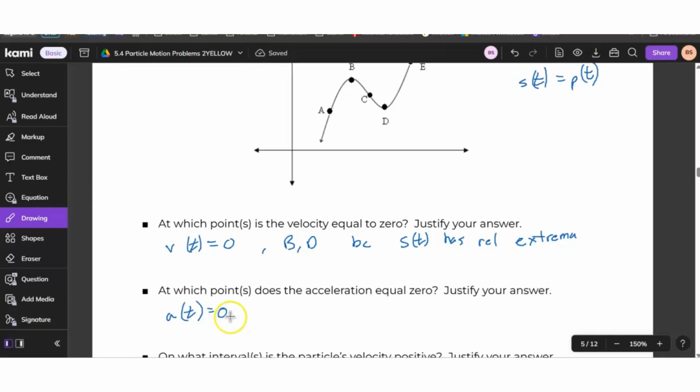We are all wrong so far, but also partially right. So what is the common thing? Yes, C is the common thing you're all trying to tell me, right? Why is it C? Because it's an inflection point. Exactly. And the inflection point is when the second derivative equals 0, right? So when it changes from concave down to concave up, that means the second derivative is 0. So that's where the acceleration is going to be 0, okay? So that is because S of t has a point of inflection, or POI.